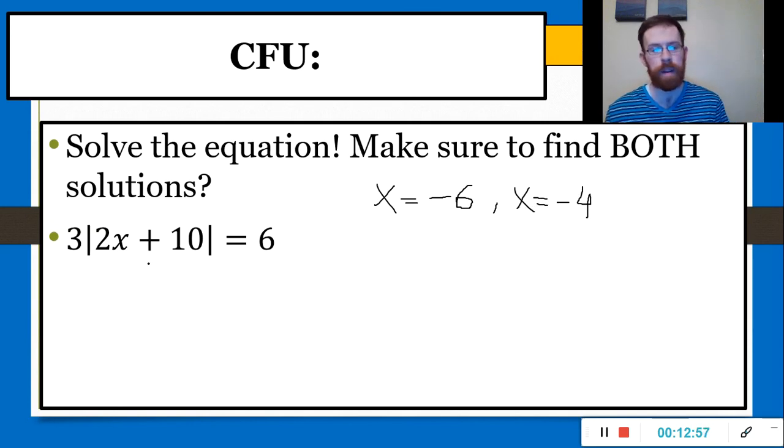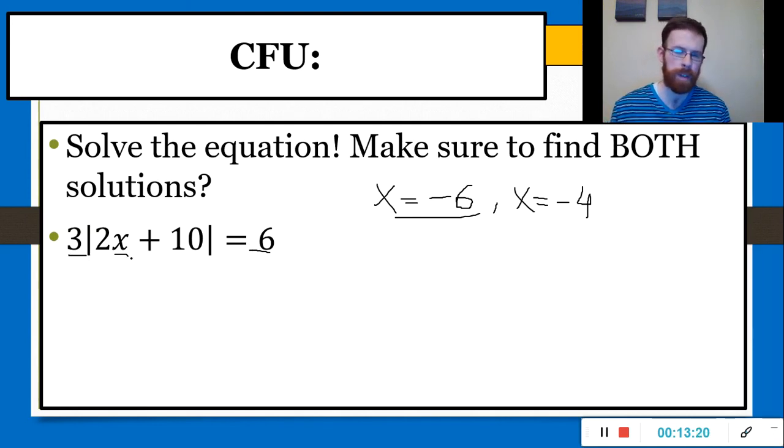Now we can check that by plugging this into this. Negative 6 times 2 is a negative 12, right? Negative 12 plus 10 is a negative 2. Negative 2 times 3. Oh, well, negative 2, absolute value is a positive 2. Positive 2 times 3 gives you 6. Negative 6 works.